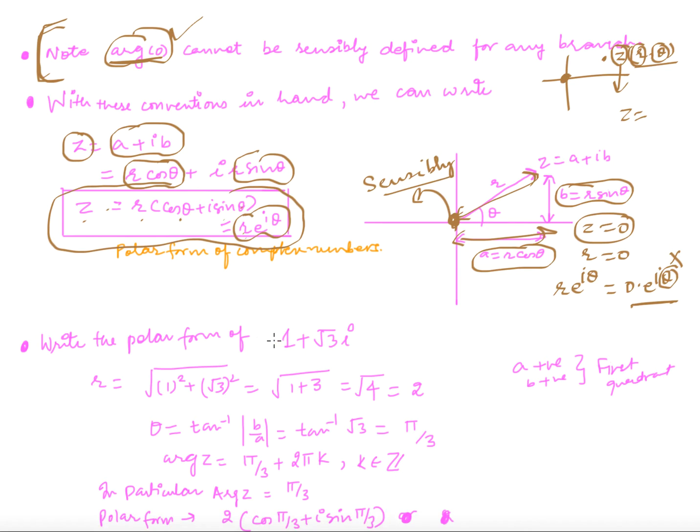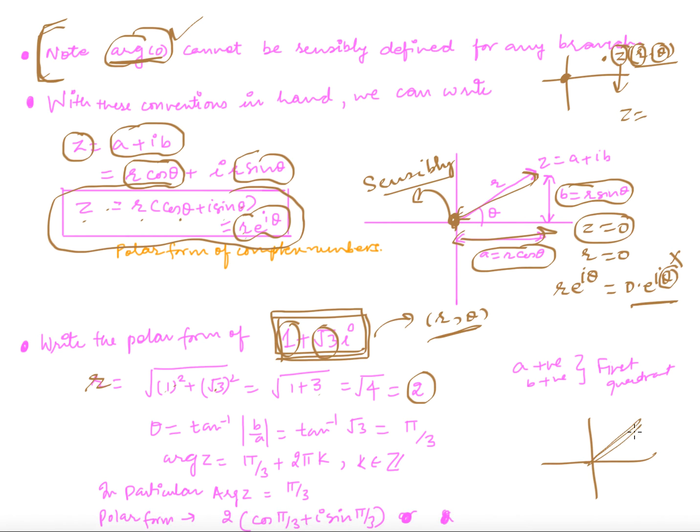Okay. Now write the polar form of this particular complex number, right? We know that if we want to write the polar form, we need two parameters, r and theta. So first let us compute r. r will be the square root of a square plus b square. So 1 square plus square root of 3 squared, that will be square root of 1 plus 3, that is square root of 4, that is 2, right? Now we are in the first quadrant, right? Your theta will be tan inverse of b upon a. So theta is equal to tan inverse of b upon a, that will be pi by 3.